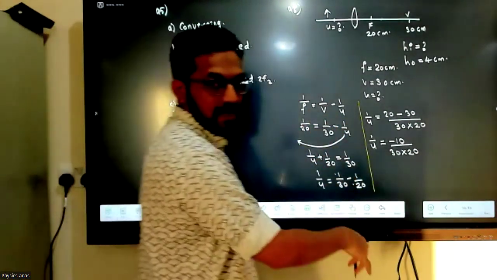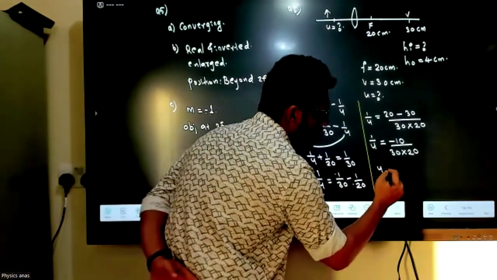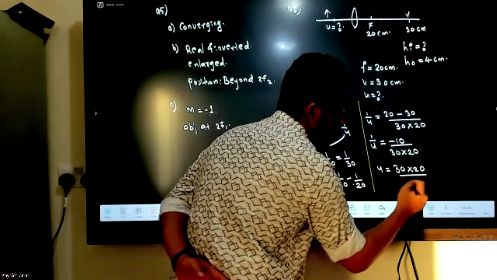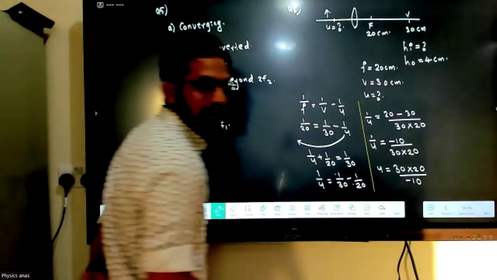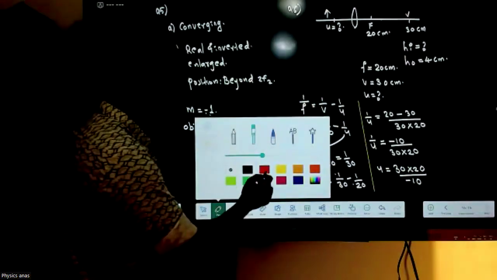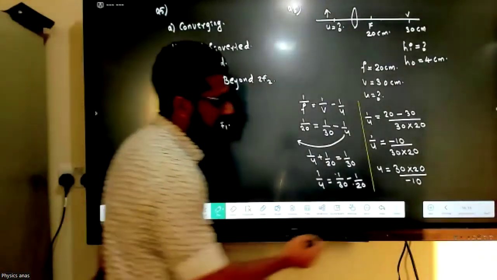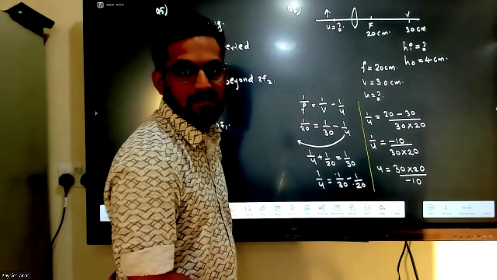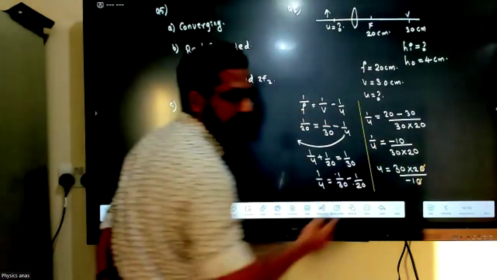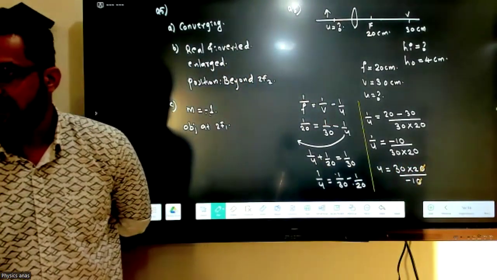So this is 1 by u. So what will be u? u will be 30 into 20 divided by minus 10. Now you will understand what I said. You have a 10 below, so you can remove a 0 from it.